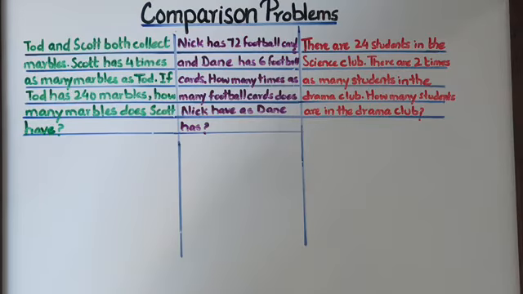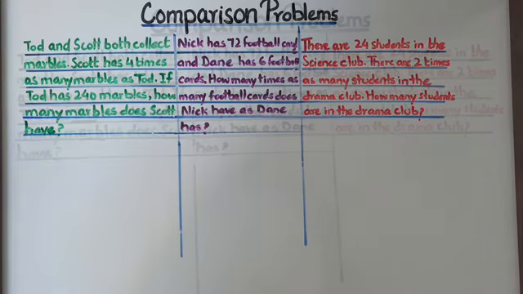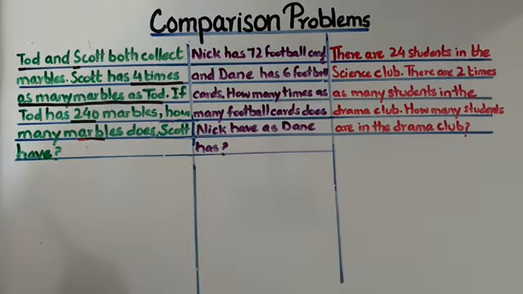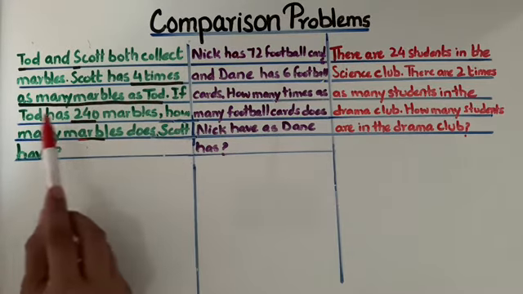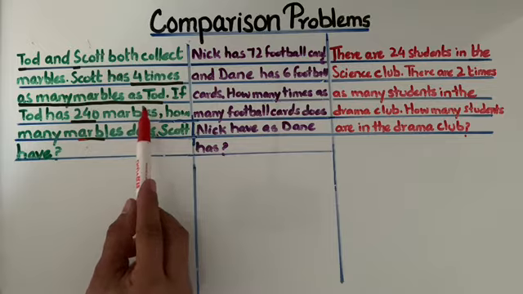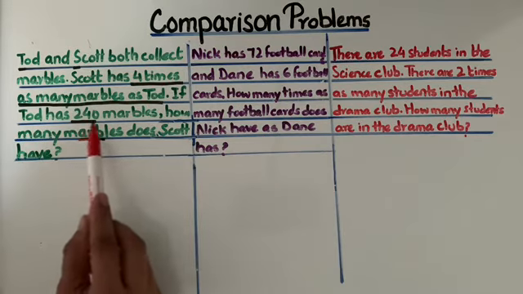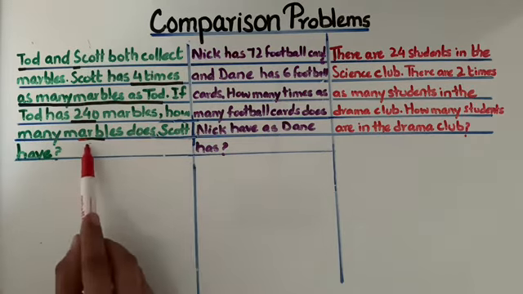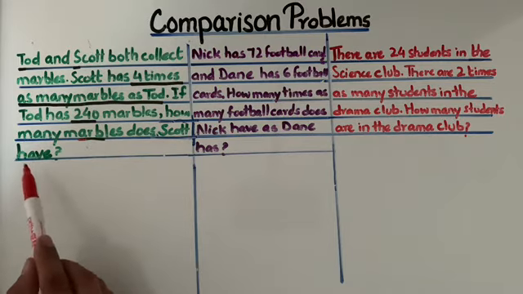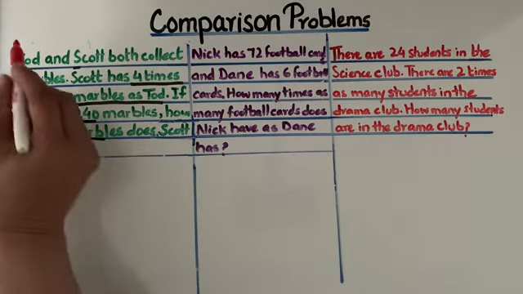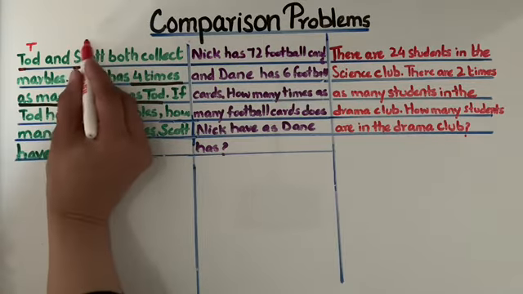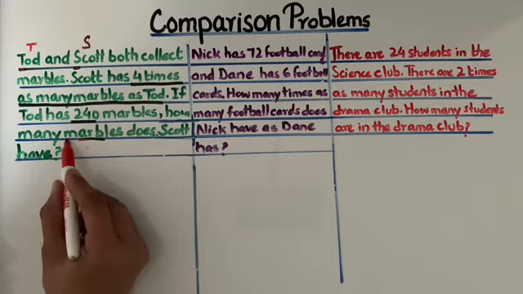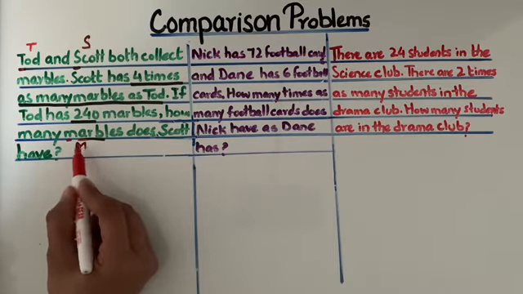Here we have 3 more problems. Let's solve all these one by one. In this problem, Todd and Scott both collect marbles. Scott has 4 times as many marbles as Todd. If Todd has 240 marbles, how many marbles does Scott have? Here I'm going to use T for Todd, S for Scott, and M for marbles.